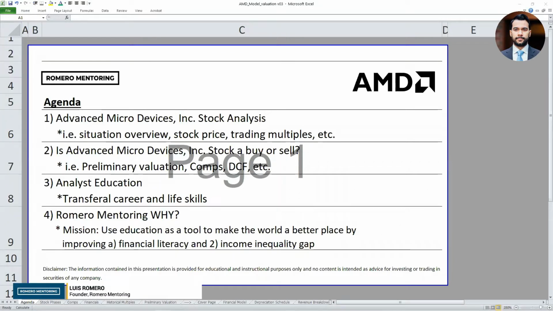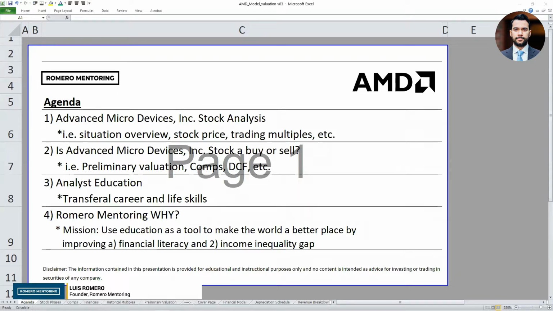All right, folks, and welcome to our stock analysis workshop on Advanced Micro Devices. And we're going to follow our usual process. We're first going to review our stock face model, understand the situation with AMD. The stock has obviously declined approximately 50% from its all-time high set last year.